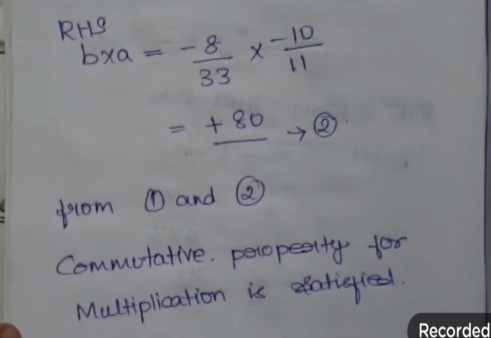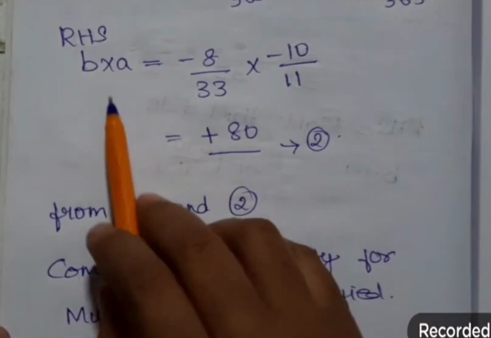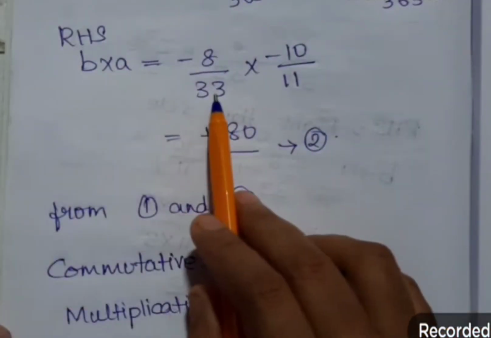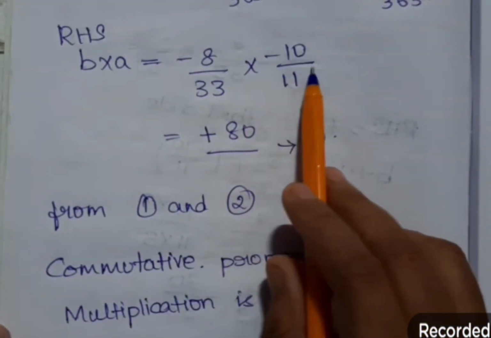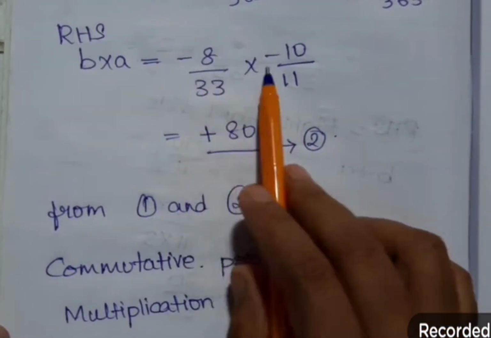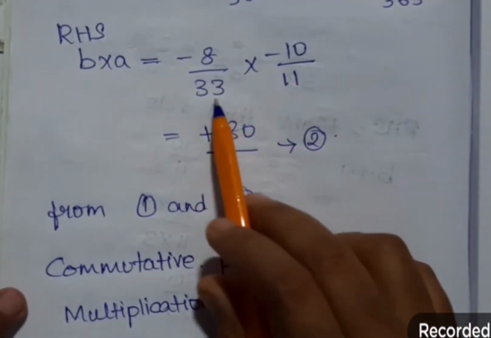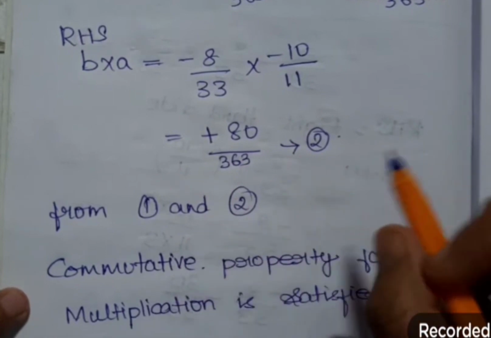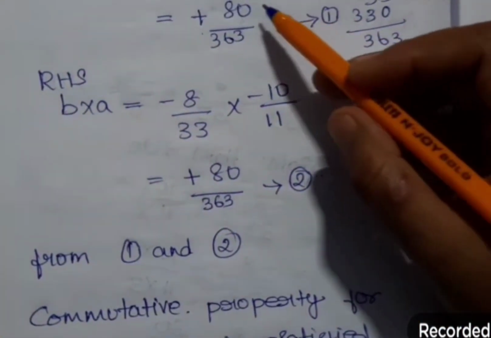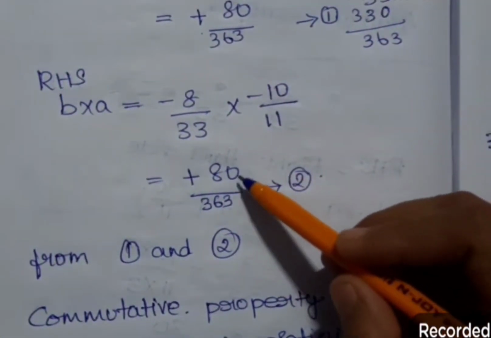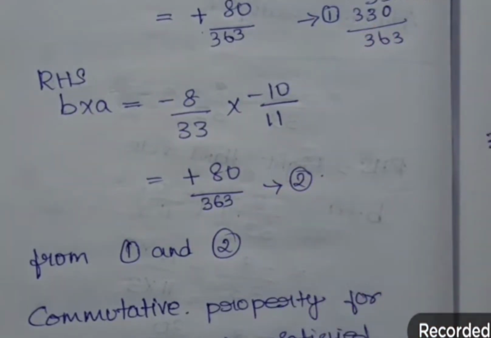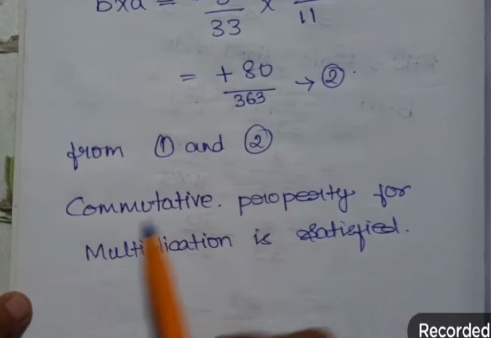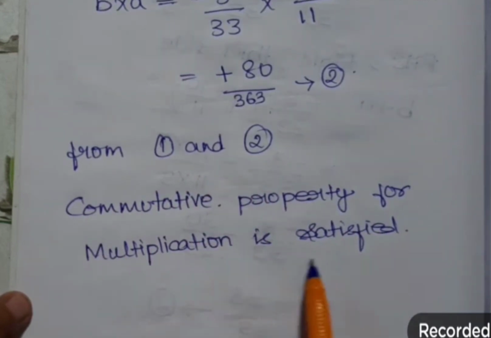Next, for right hand side, b into a is equal to, b value you substitute first. B value is minus 8 by 33 into minus 10 by 11. So multiply the numerator: minus 8 into minus 10 becomes 80, and 33 into 11, now we found that is 363. Okay, so from this, left hand side is equal to right hand side. Both answers are 80 by 363. So the commutative property for multiplication is satisfied or verified. Anything you can write. Okay.